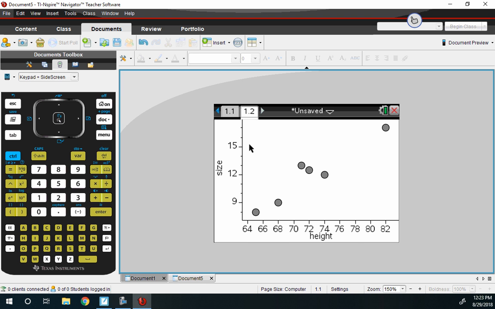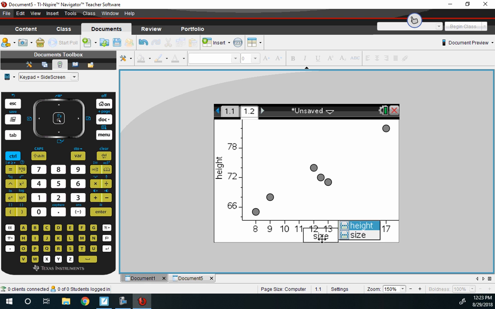Now watch what happens if I switch these around. Do you see the points don't mix that much? But we wanted height. We wanted what? Height down here and shoe size up there. How's everybody doing so far, okay?